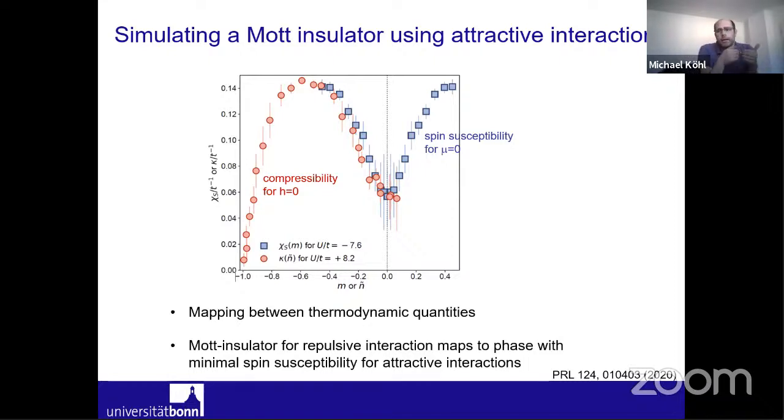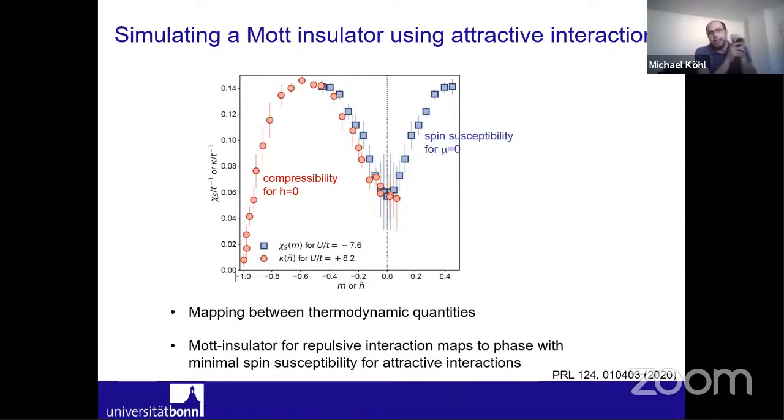Now, what would be the equivalent thermodynamic quantity of the compressibility for the attractive interactions? Remember, the repulsive interactions compressibility is density, so it is the question of whether we can actually fill voids or shift the density around. Now, for attractive interactions, the equivalent would be whether we actually are able to split the local pairs. So that is basically spin susceptibility. If we apply a weak magnetic field, whether we are able to split the pairs. And we can measure this.